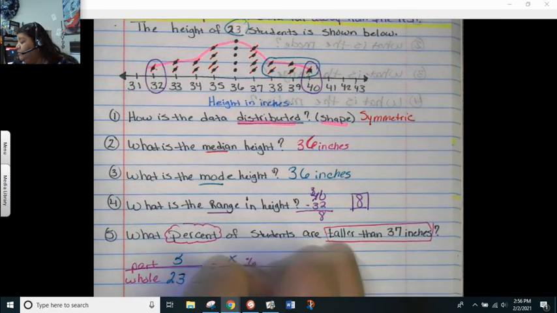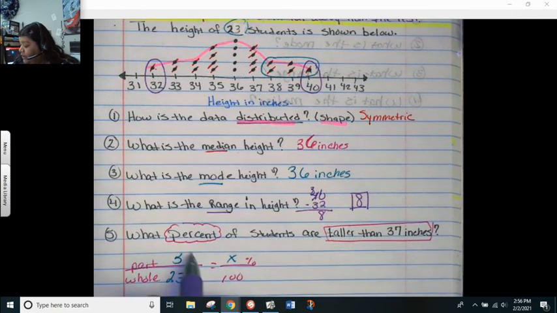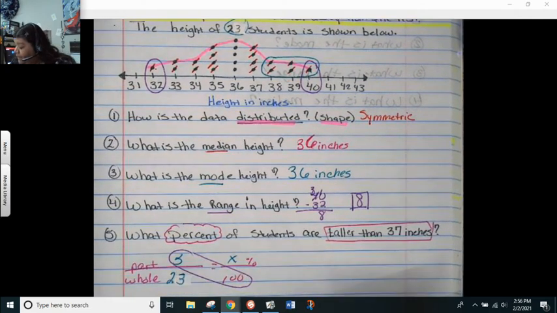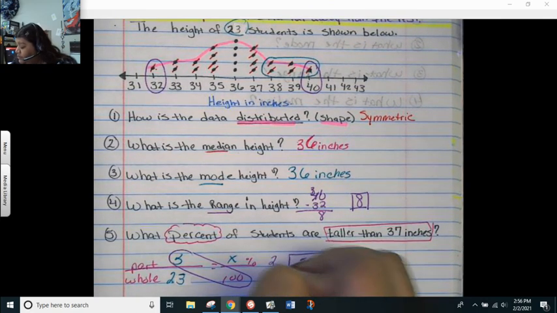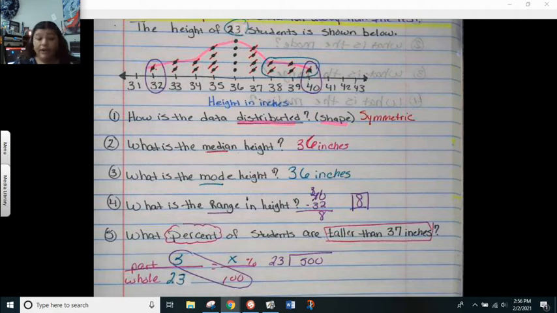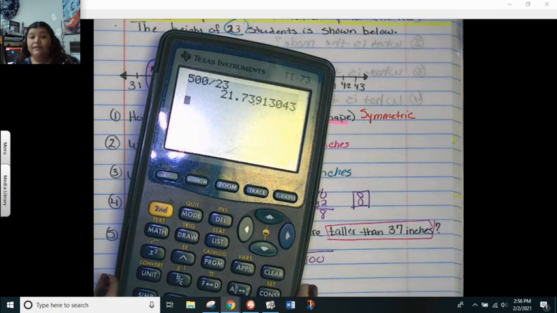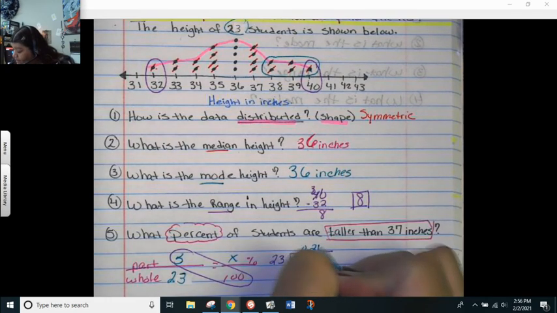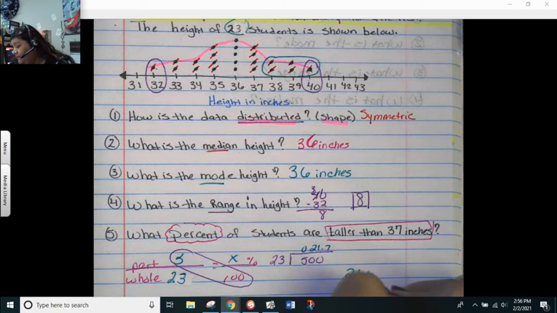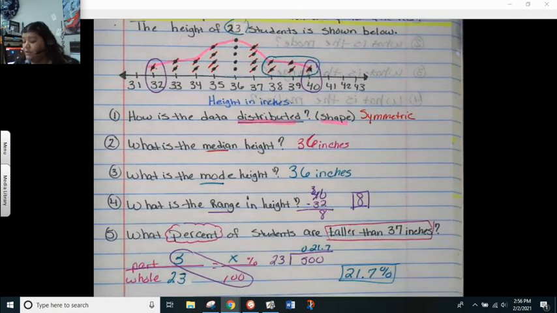And I'm looking for the percent. So just like before, let's go ahead and cross multiply. That's 500, and we'll round to the nearest tenth, divided by 23. So 500 divided by 23. Let me show you here. It's about 21.7. So 21.7%. So close to 22% of our students are taller than 37 inches.